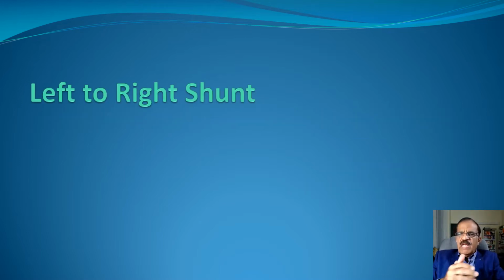After the introduction to congenital heart diseases in adults, we're going to take up now left to right shunt. I explained in the last video that any shunt in the heart, whether at atrial level, ventricle level or great vessel level, will be from left to right, because pressure in the left side is usually higher than the pressure on the right side.